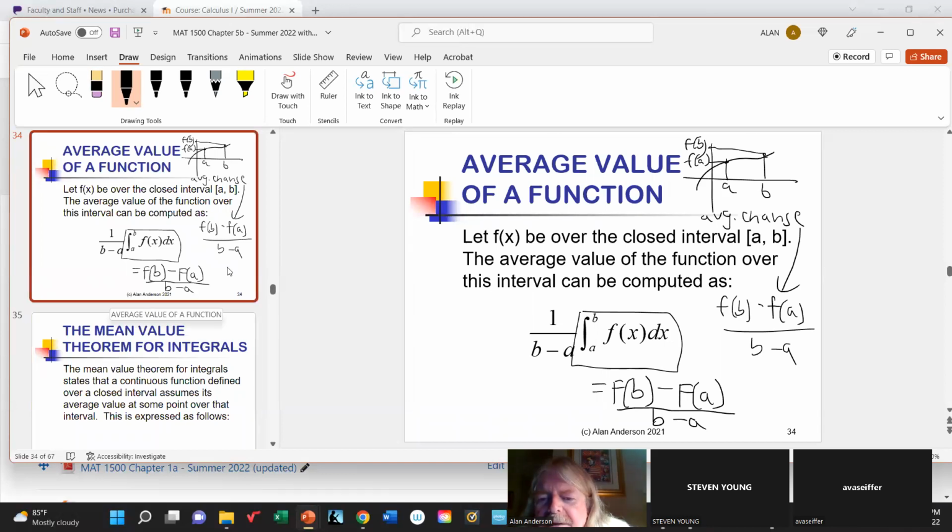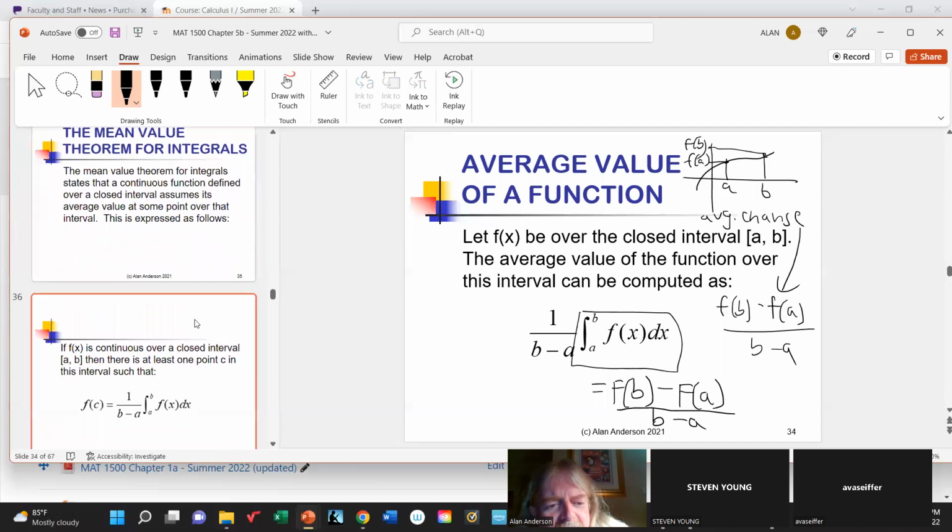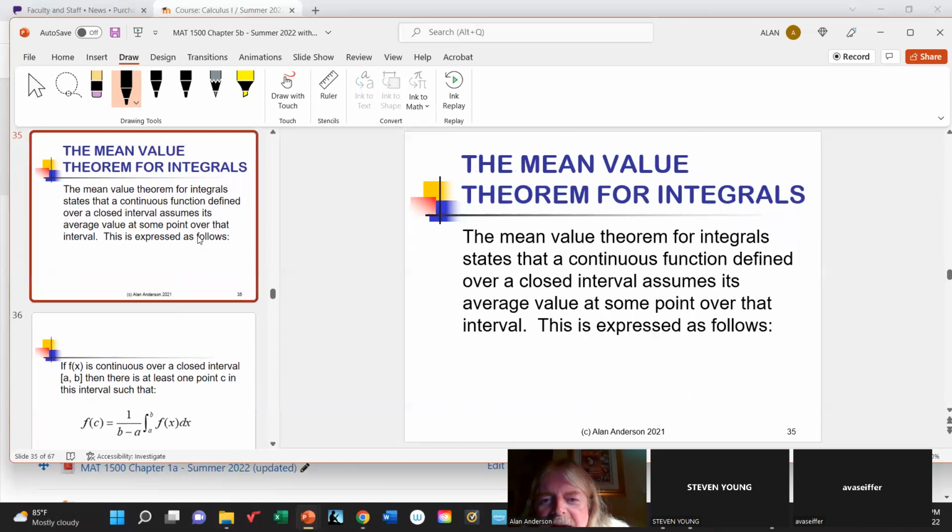So this could come in very handy if we need to know, let's say, if we keep increasing the output of our product, what is the average change in the value of our profits? That type of thing could come in very handy. So now we're going to have a new look at this mean value theorem. And when we apply it to integrals, it gives us a very interesting result.